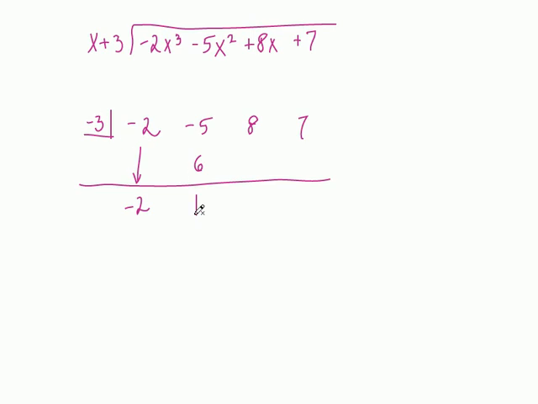Then you do it again. Negative 3 times 1 is negative 3. You add them up and you get a 5. See how nice and easy that is? Multiply them together, you get a negative 15, and you get a negative 8. So what is the negative 8? That's our remainder. This is our constant, this is our x term, and this is our x squared term. So our answer would be negative 2x squared plus 1x, or just x, and then plus 5, and then our remainder is negative 8.